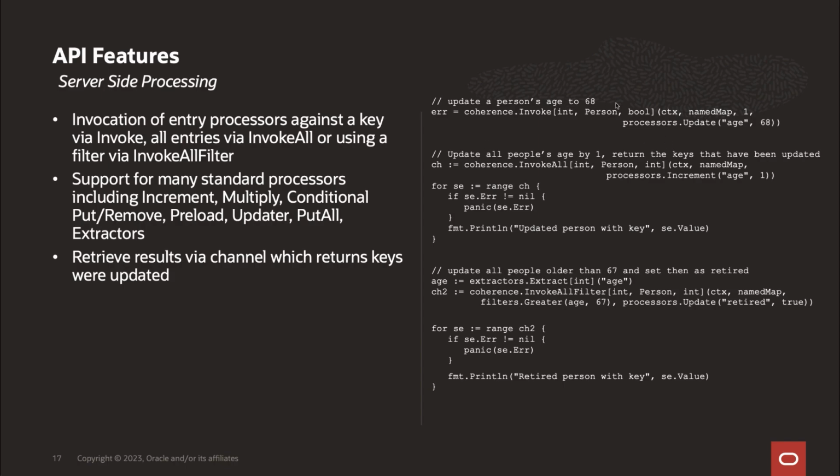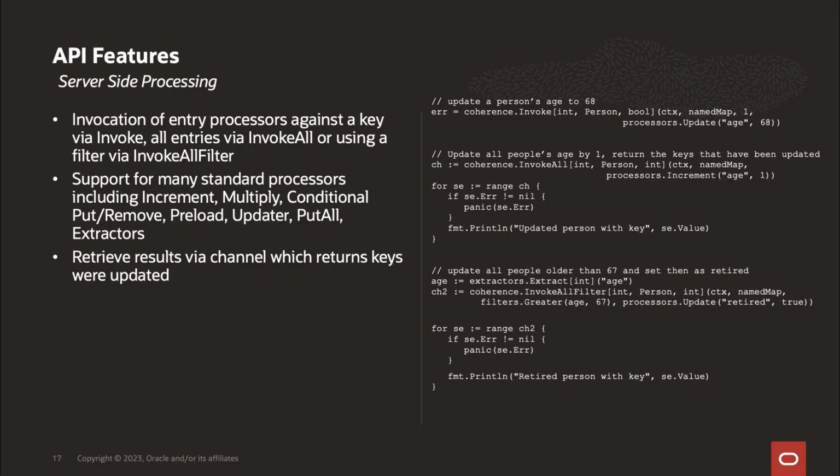So in this example here, to update a person's age to 68, we invoke processors.update, which takes the attribute and the value, and we invoke that against key 1. We're going to update all the people's age by 1 and return the keys that have been updated. So we're going to invoke all against all entries and increment the age. And again, we return a channel, so we need to validate that the error is nil.